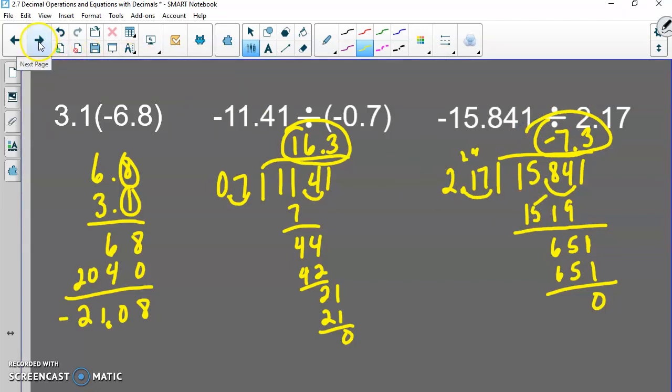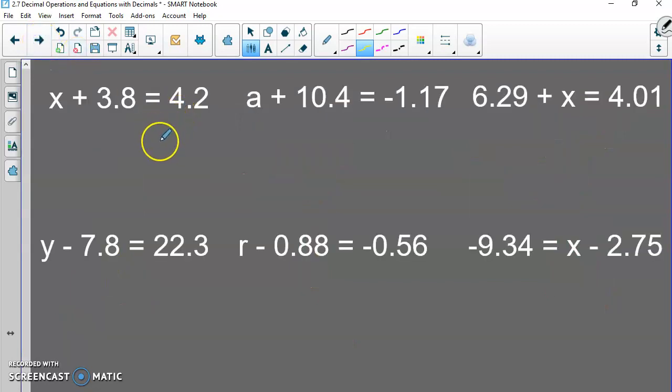Again, we reminded you how to do addition and subtraction, multiplication and division. Then we're going to look at some equations with decimals. Okay, so we look at this. This is one step. We want to get rid of the 3.8.